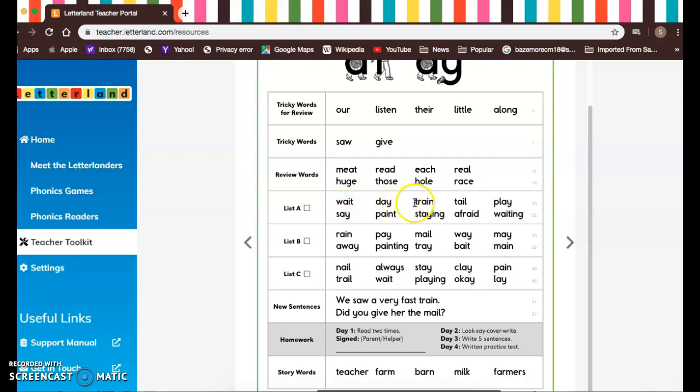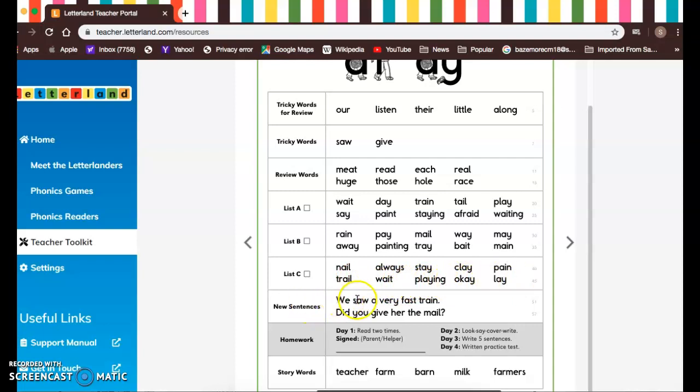Wait, day, train, tail, play. Say, paint, staying, afraid, waiting. Rain, pay, mail, way, may. Away, painting, tray, bait, main. Nail, always, stay, clay, pain. Trail, wait, playing, okay, lay.